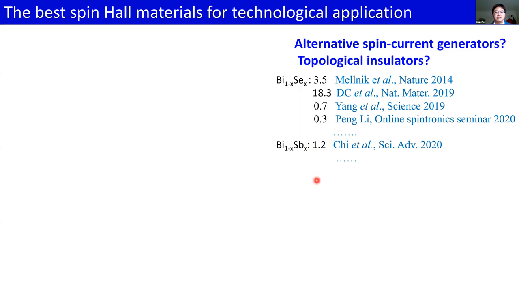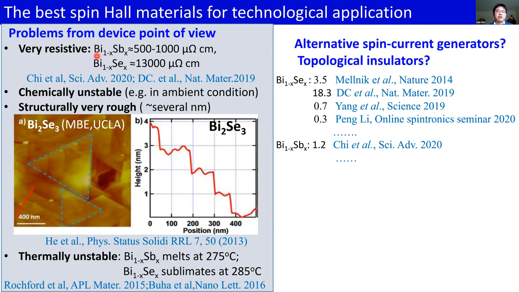But we then realized that topological insulators also suffer from a lot of other problems from a device point of view. For example, they are very resistive. Bismuth antimony has a resistivity of 500 to 1000 micro-ohm centimeter. Bismuth selenide has 13,000 micro-ohm centimeter. They're also chemically unstable, for example, in air, including the air in the clean room, and they are structurally very rough. Here I show an example for MBE grown bismuth selenide reported from Kang Wang's group from UCLA.